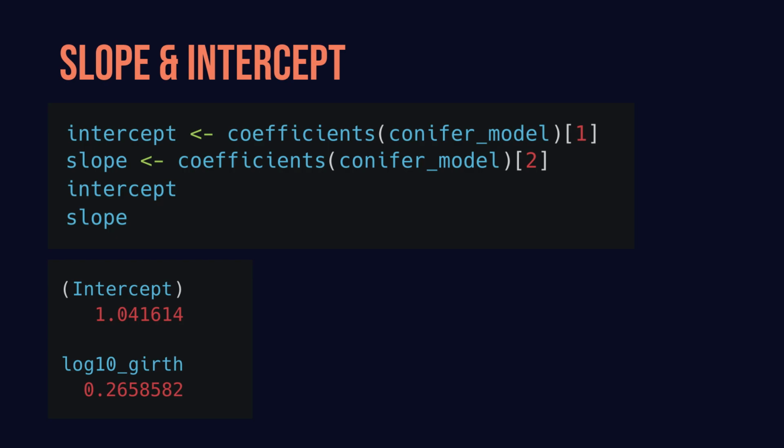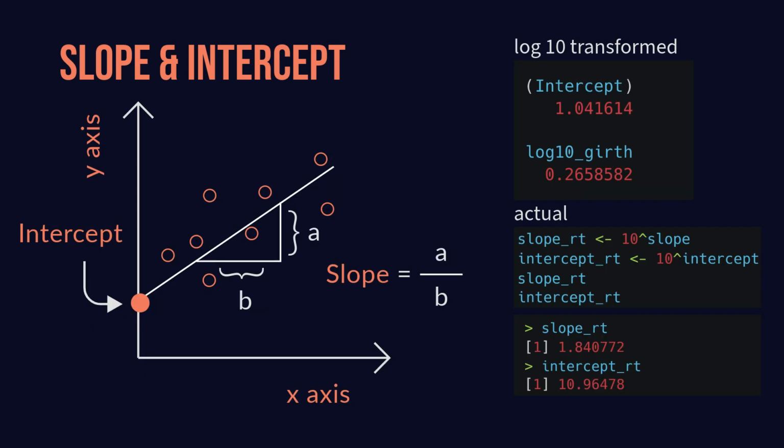Let's look at what the slope and the intercept mean. Before I explain the relevance of slope and intercept, let's first raise them to the power of 10 since they were log transformed values. The intercept is the point on the y-axis where x is equal to 0. While mathematically the intercept is relevant, in our case it is not. This is because it means that a tree with girth 0 will have some height, which is impossible. The slope, however, has a meaning. A slope of 1.84 means that for every unit increase in girth, there is a 1.84 feet increase in height of trees on average.